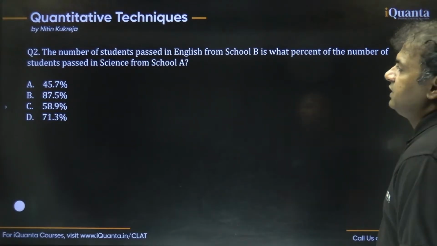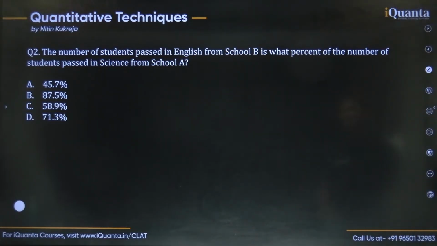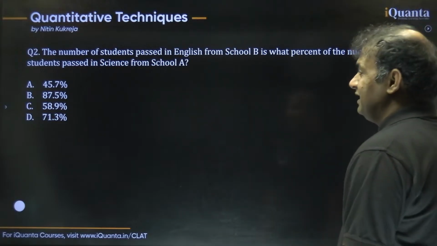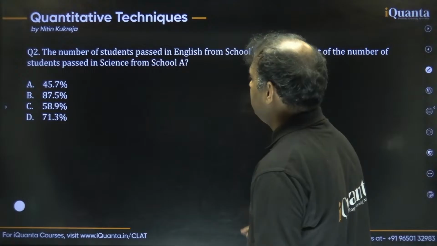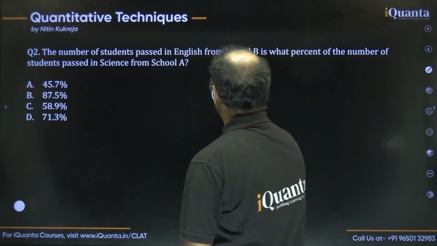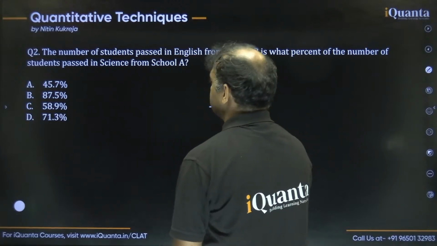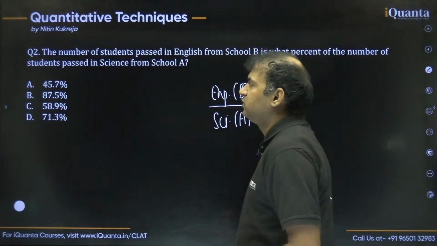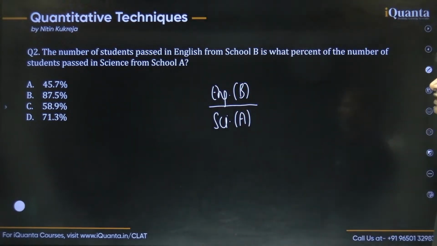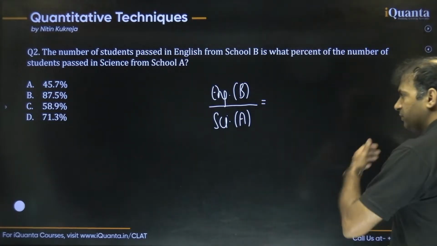The next problem is that the number of students passed in English from school B is what percentage of the number of students passed in science in school A, alright. So it's a question based on percentage. English from school B is what percentage of science from school A, right? English from school B, science from school A.